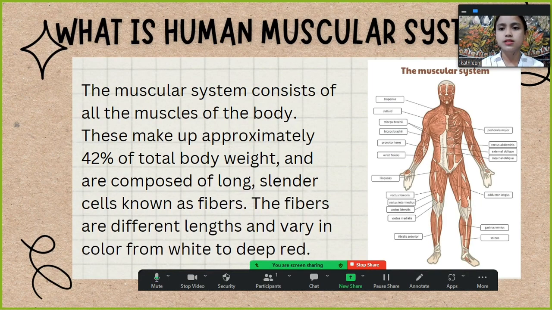What is the human muscular system? The muscular system consists of all muscles of the body. These make up approximately 42% of the total body weight, and they are composed of long, slender cells known as fibers. The fibers are different lengths and vary in color from white to deep red.